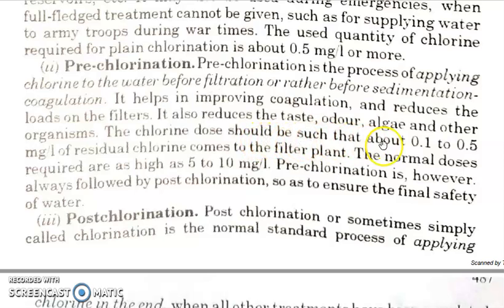The chlorine dose should be such that about 0.1 to 0.5 mg per liter of residual chlorine comes to the filter plant, right? So the dose you select in pre-chlorination should give a residual value of 0.1 to 0.5 mg per liter when it comes to the filter tank and the filter plant. The normal dose required when you are practicing pre-chlorination is as high as 5 to 10 mg per liter.